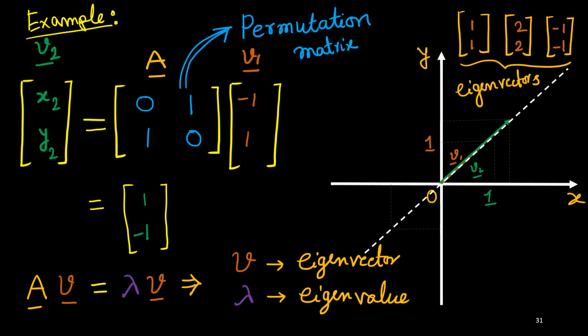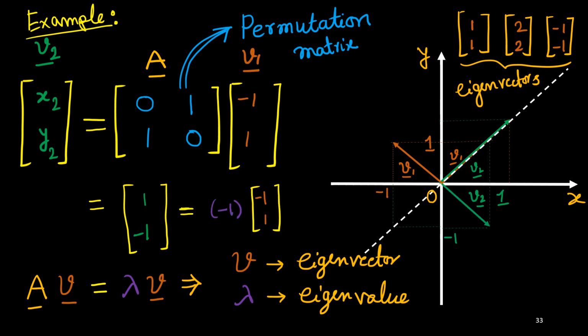So I'll show that here. This is my current V1, (-1, 1), and you see V2 will be (1, -1): 1 is this side and -1 is this side. So this is your V2. We can rewrite this V2 as -1 times (-1, 1), which is V1. That means V2 is just the opposite of V1, with a negative sign.